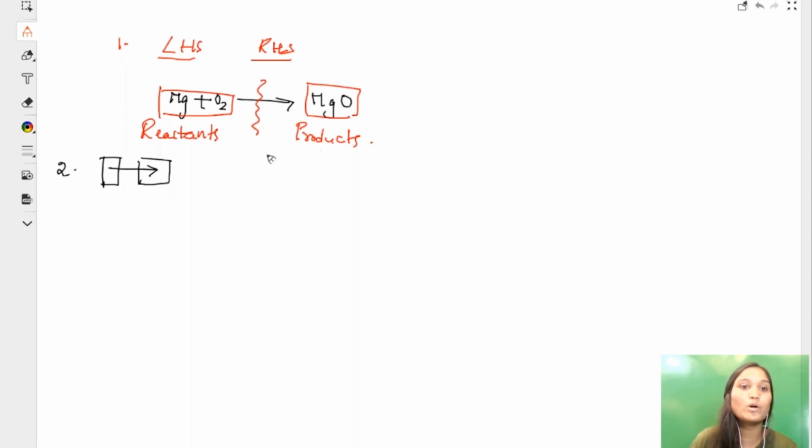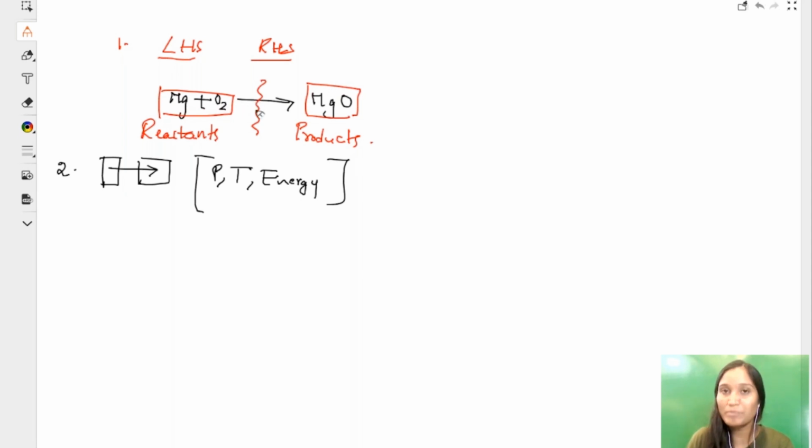Now, since we are talking about the arrow mark, let me tell you one more important point. On the arrow mark, you can write the reaction conditions like pressure, temperature, or energy sources, or sometimes some other reaction conditions. For example, magnesium plus oxygen, we are burning. What is the reaction condition? It will not happen until and unless you burn it. So on the arrow mark, you can write that you are burning it. And for burning, there is another symbol, that is delta. I'll tell you about the symbols in a while.